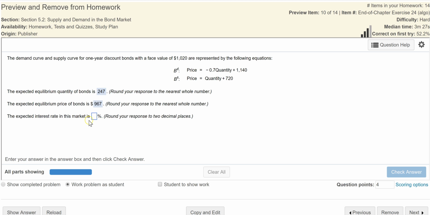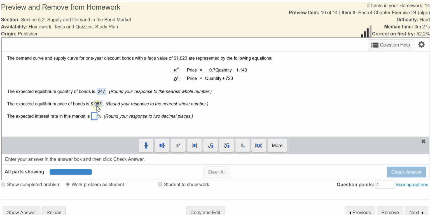The expected interest rate in this market is. Once we know the price of the bonds, and because these are discount bonds, which means they are zero coupon, you buy the bond at a price which is lower than its face value. The face value is given to be $1,020, and the price we just calculated is 967. So you buy the bond at the price 967, and once the bond matures, and the bond has a 1-year maturity, you will be returned $1,020. From those two numbers, you can calculate your return, and that return is your interest rate. And because this is a 1-year bond, it's very simple, otherwise you would have to factor in the number of time periods.